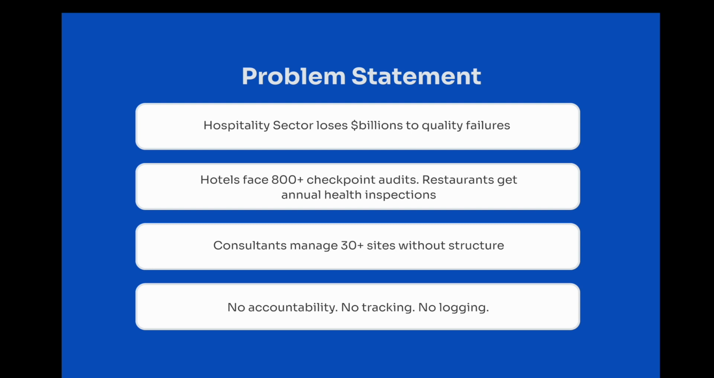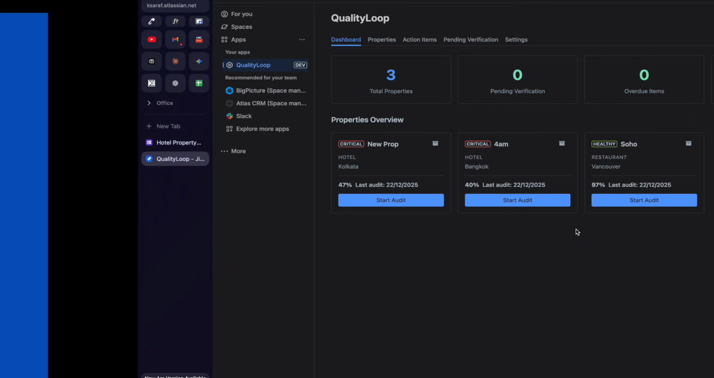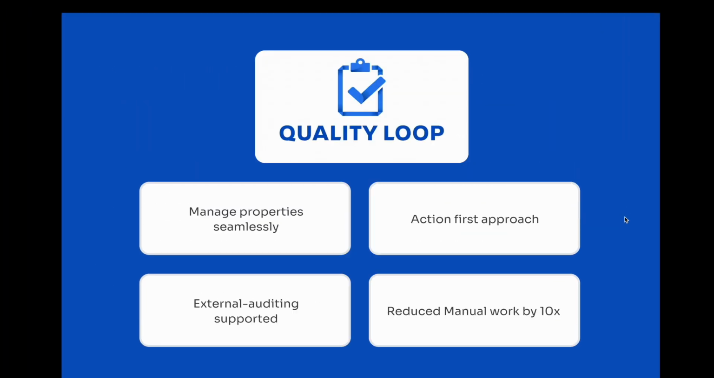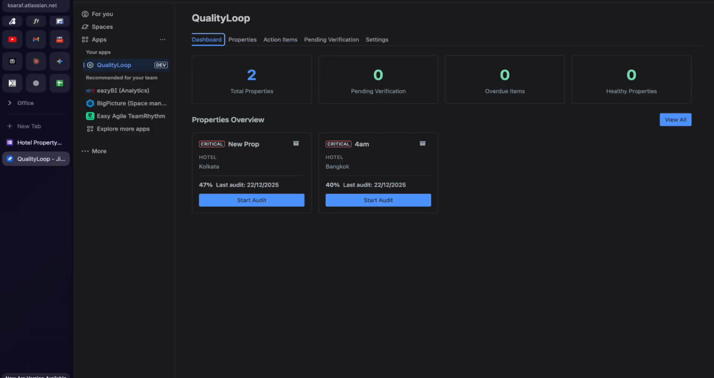So that's why we present Quality Loop, which fixes this. It helps consultants manage their properties seamlessly by enforcing action towards these issues. We also have external auditing support that allows external auditors to submit their findings in a seamless and structured manner, which reduces manual work by more than 10 times. Let's get into our demo.